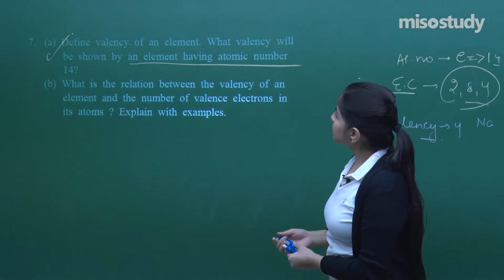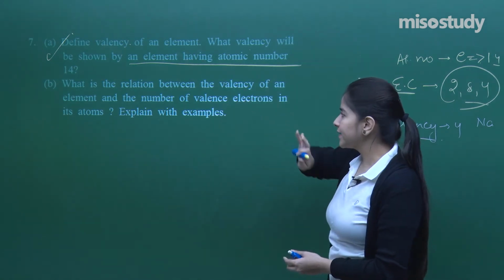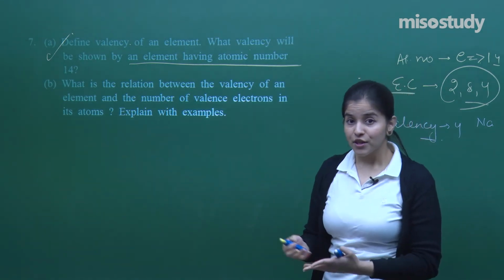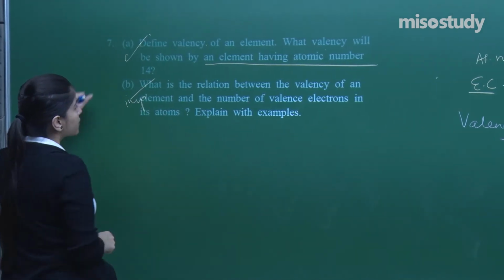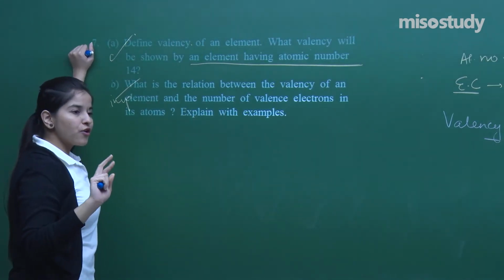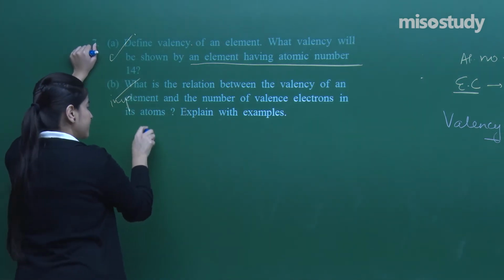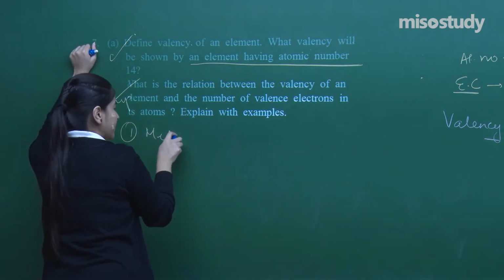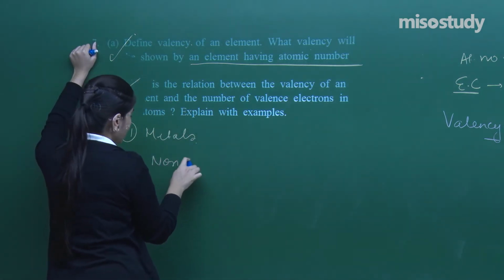Now, what is the relationship between the valency of an element and the number of valence electrons in its atoms? Explain with examples. This is going to be an important one, so mark this as important. It's not always that valency and valence electrons are the same. Let's take up an example, first in the case of metals, and another one in the case of non-metals.